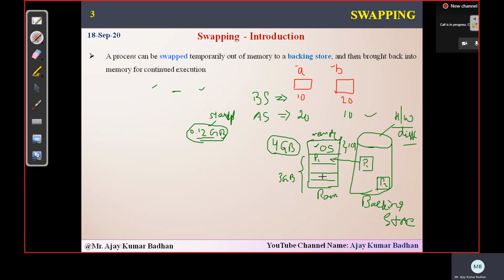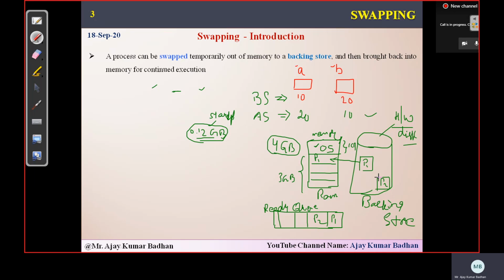Now basically you might ask, sir, you said in the beginning that these processes will be present in a ready queue. Like P1 and P2, I have taken two processes. We have two processes in the ready queue. This is your ready queue. So we are storing the processes in this ready queue, right? So why are we getting this?